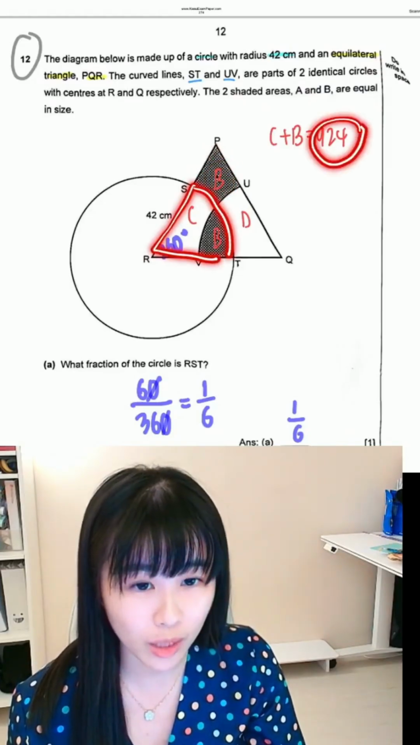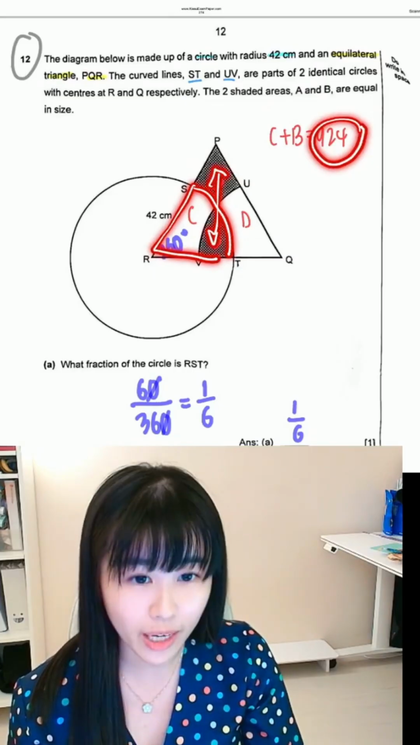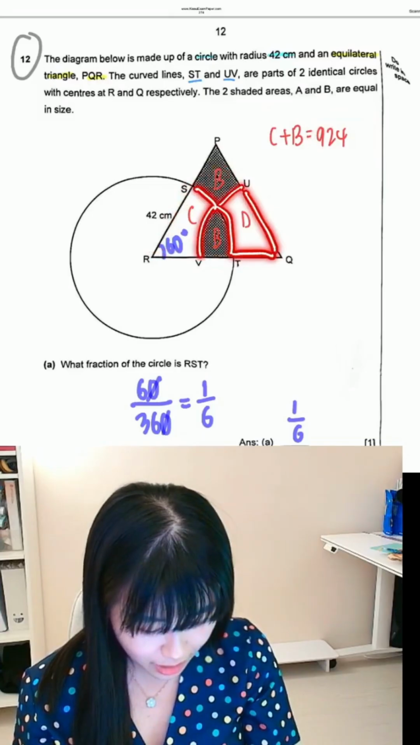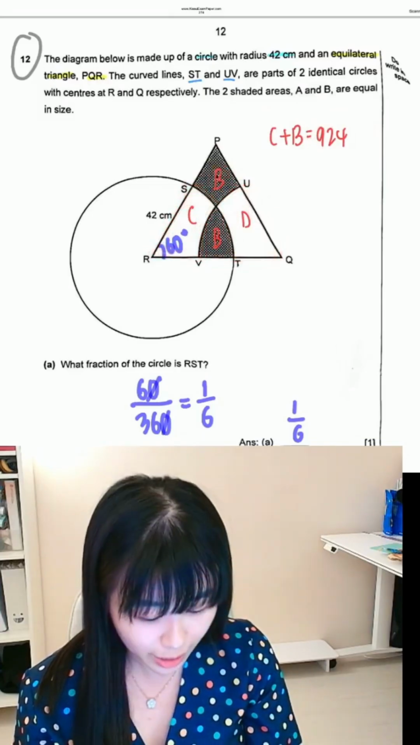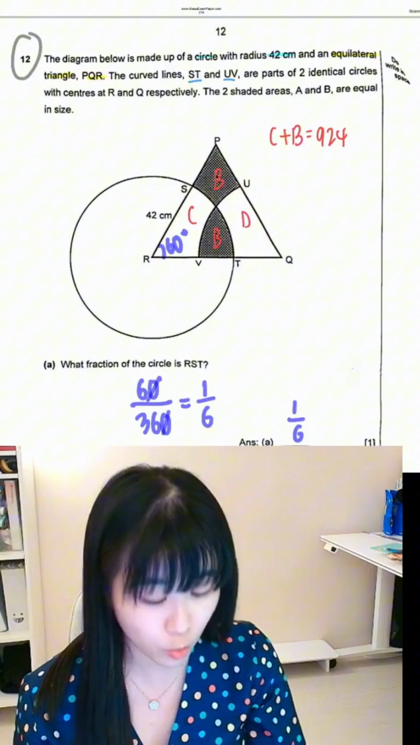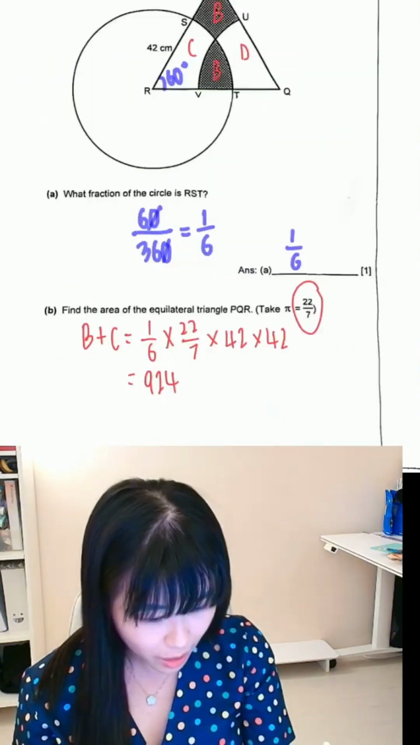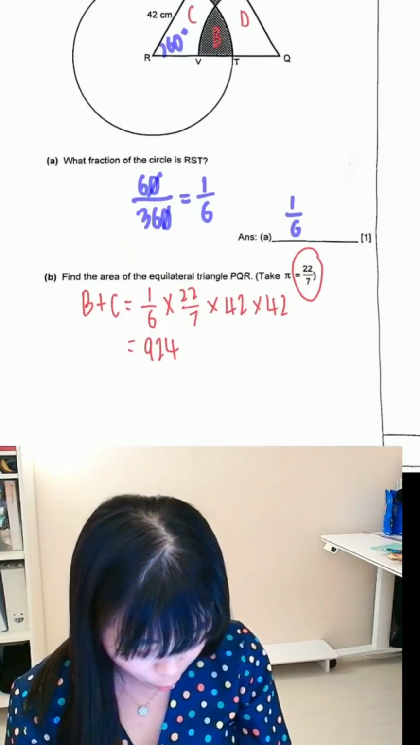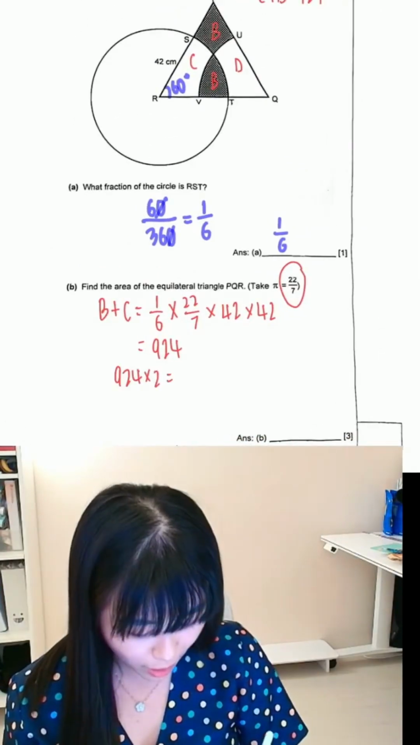Part of that equilateral triangle. And this is equal, right? Can you see that in a way? This and this, you can conclude they are likely to be equal as well, so that it can form an equilateral triangle. What you need to do is just take the 924 times 2. Then you can find the area of the equilateral triangle. That's all. 1848.